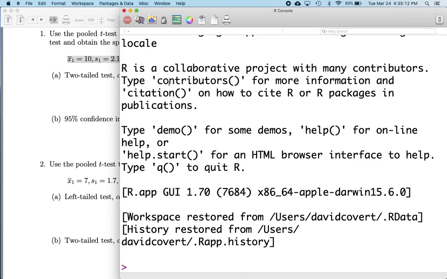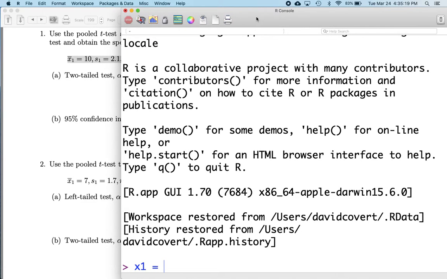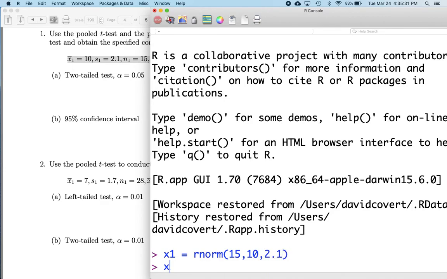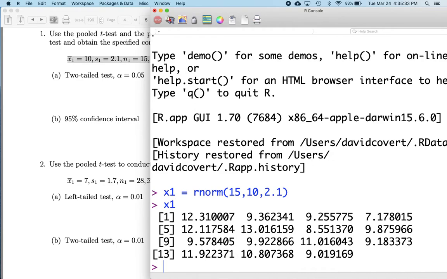Okay, so what I'm going to do is go to R, and I'm going to call our data set, let's just call it x1. I'm going to pick 15 data points from a normal distribution with mean 10 and standard deviation of 2.1. And so this is going to give us 15 data points.